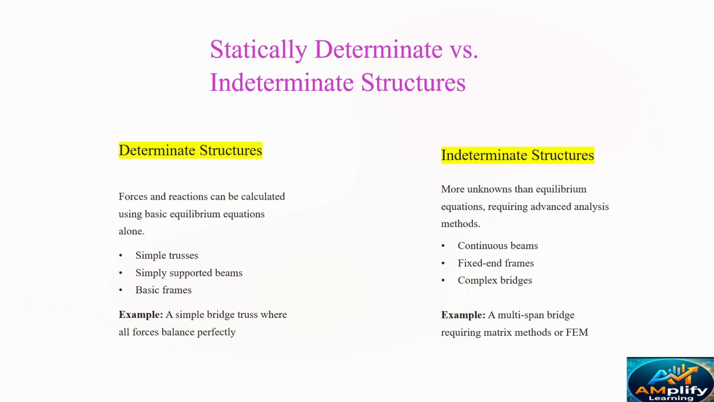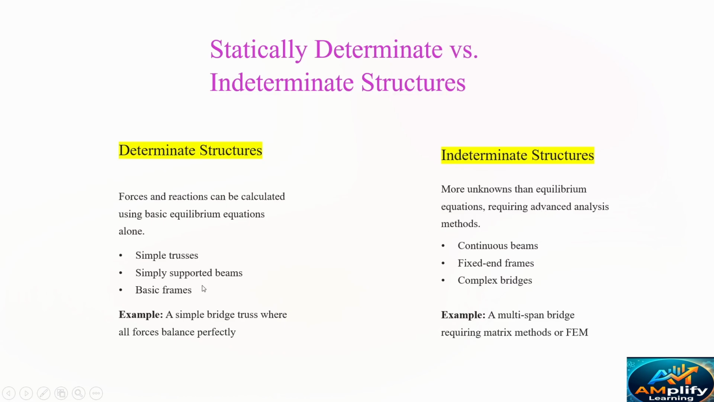If the forces and reactions can be calculated using the three equilibrium equations, that is called determinate. If they cannot, meaning the unknown reaction forces are more than the equilibrium equations, so that you cannot calculate the unknown forces using the equilibrium equations, that is called an indeterminate structure.